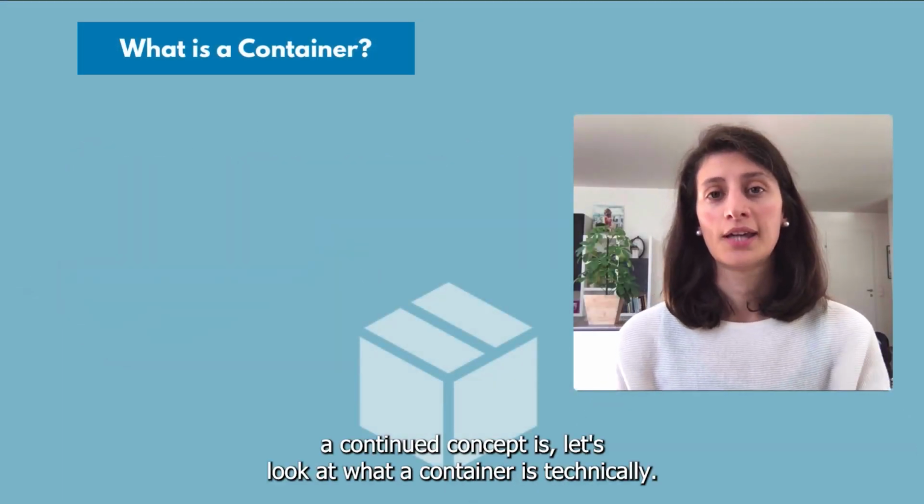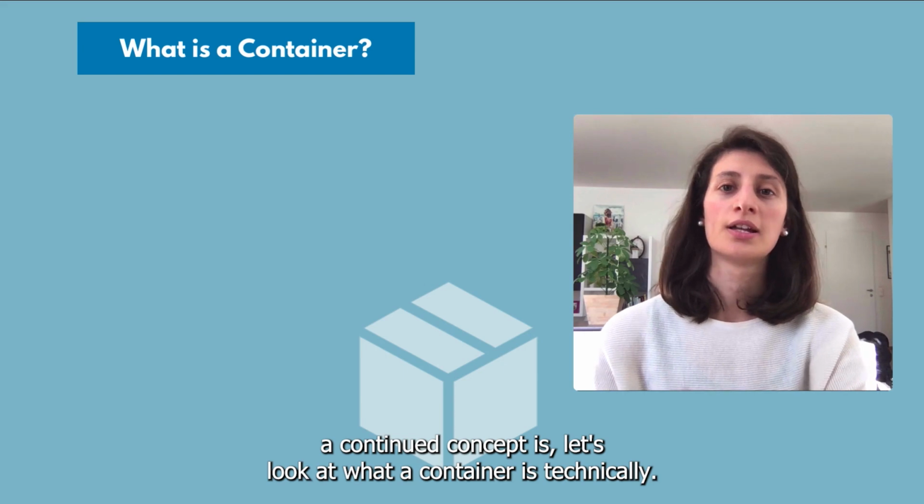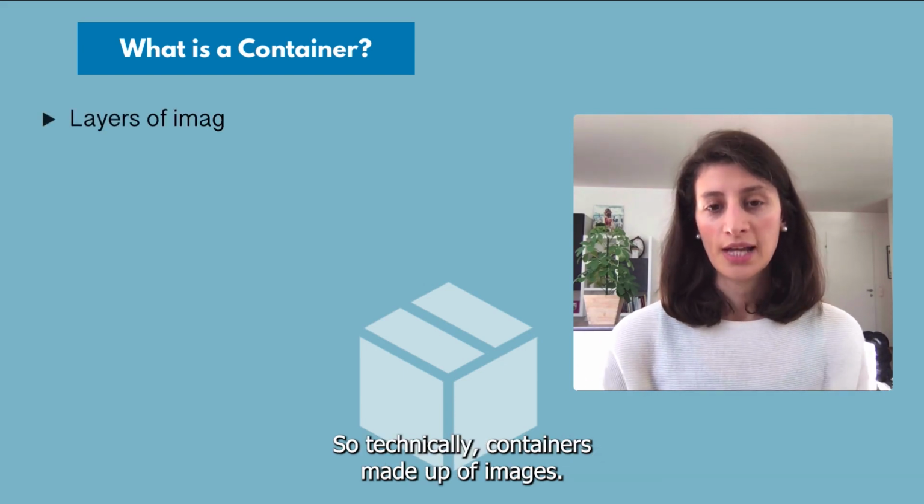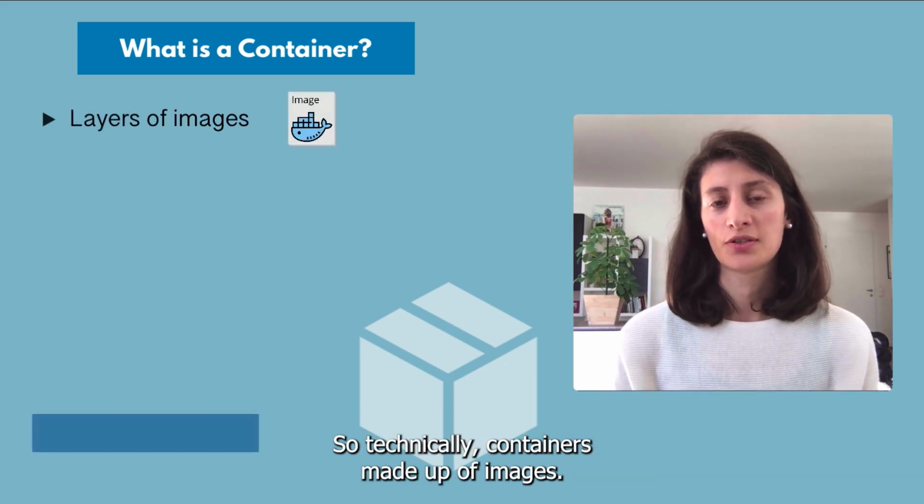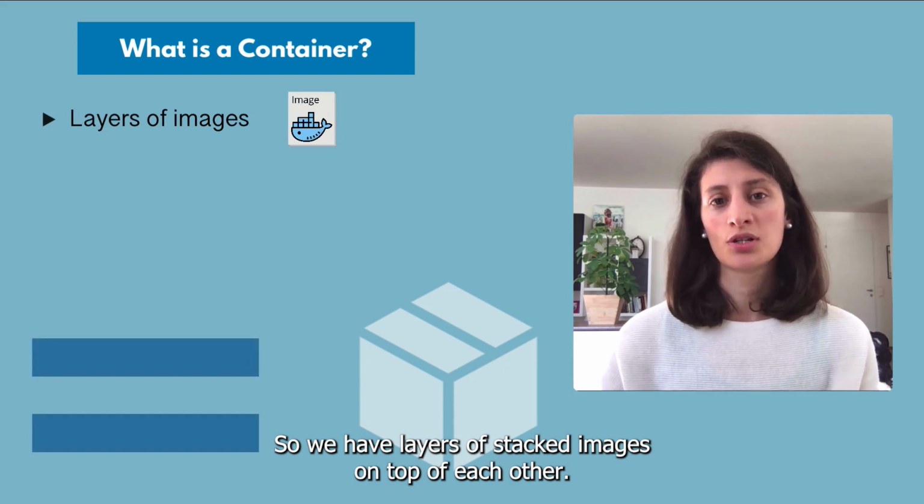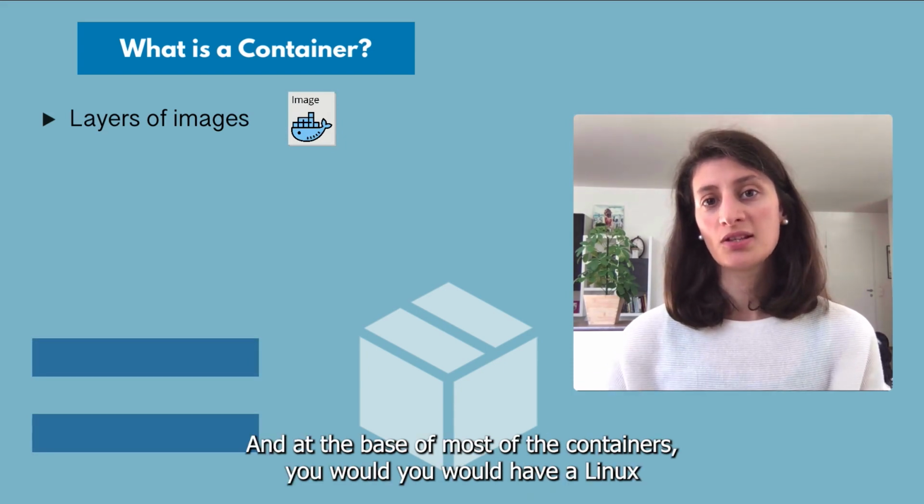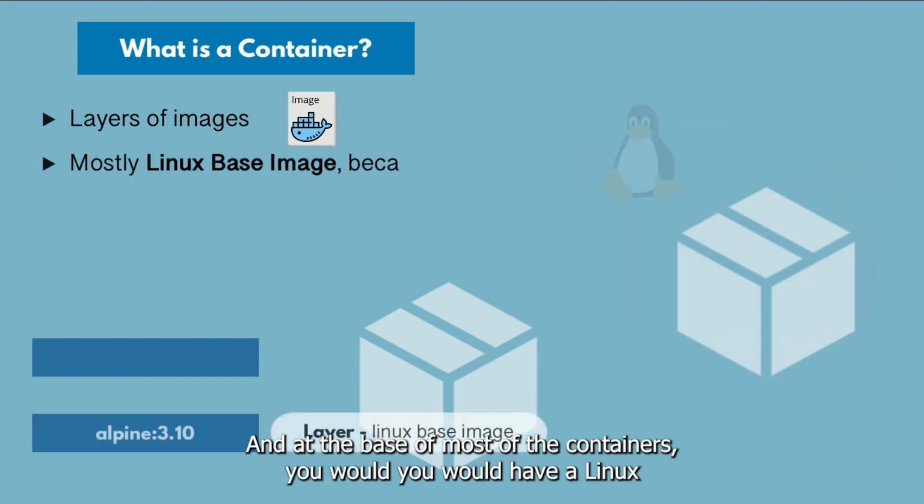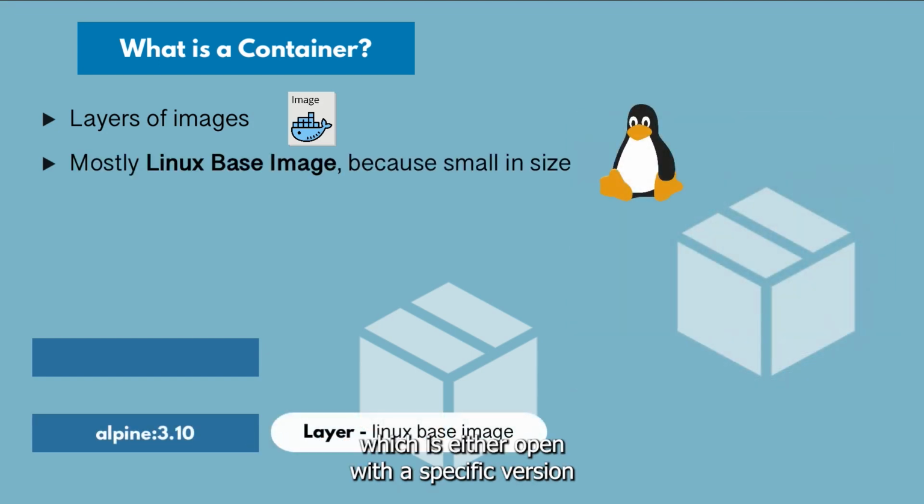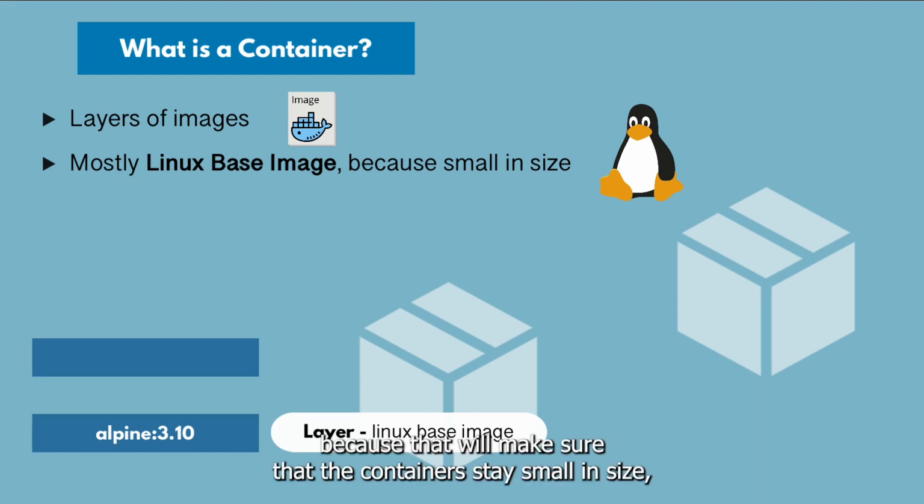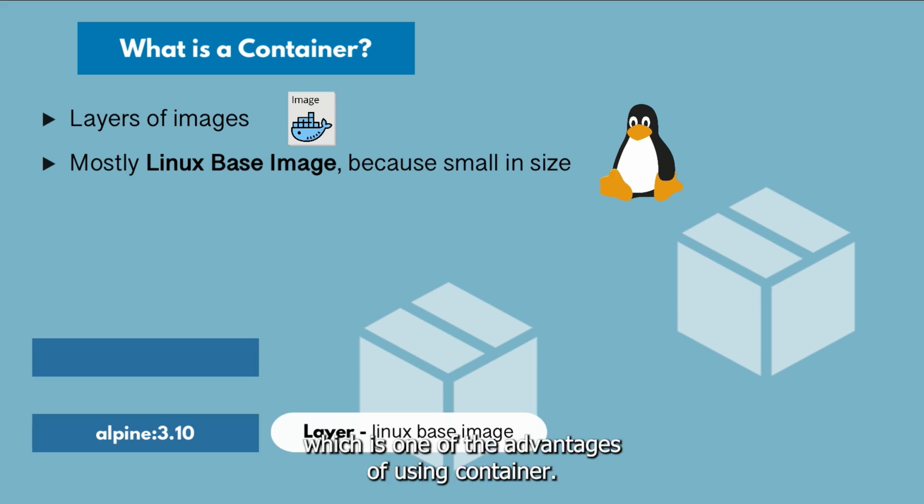Now that you know what a container concept is, let's look at what a container is technically. So technically, a container is made up of images. We have layers of stacked images on top of each other, and at the base of most containers you would have a Linux-based image, which is either Alpine with a specific version, or some other Linux distribution. And it's important for those base images to be small. That's why most of them are actually Alpine, because that will make sure that the containers stay small in size, which is one of the advantages of using a container.